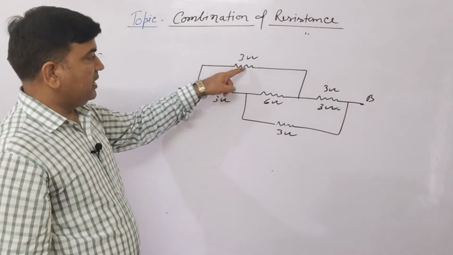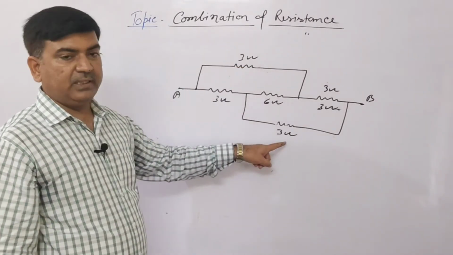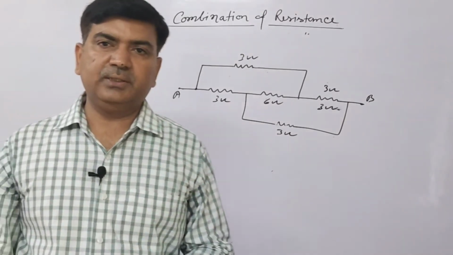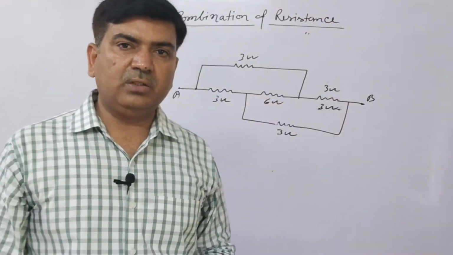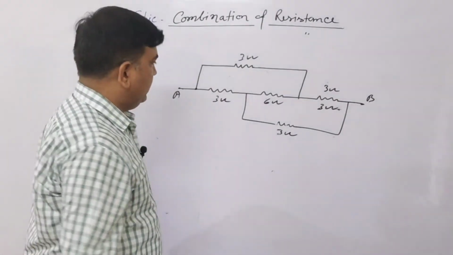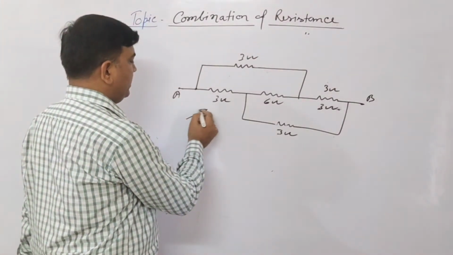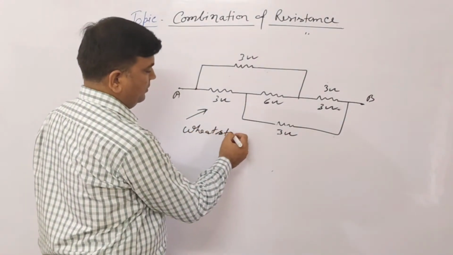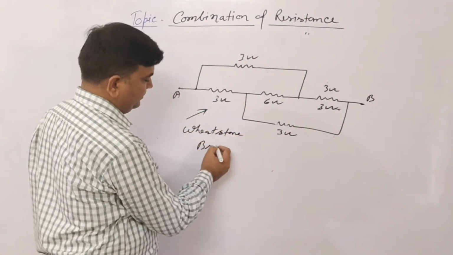But here one additional resistance, 3 ohm, is given. It is a different type of question, and this question is based on the Wheatstone Bridge. Children, you see, this numerical is based on the concept of the Wheatstone Bridge.